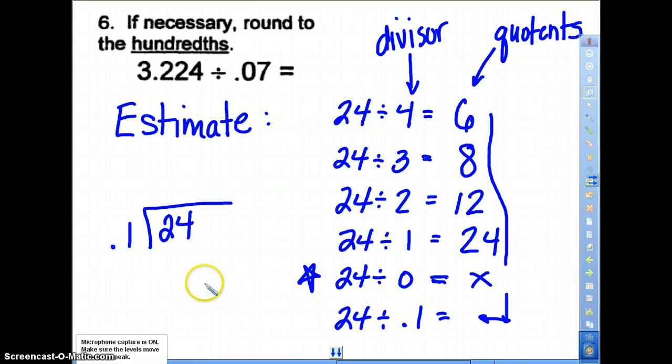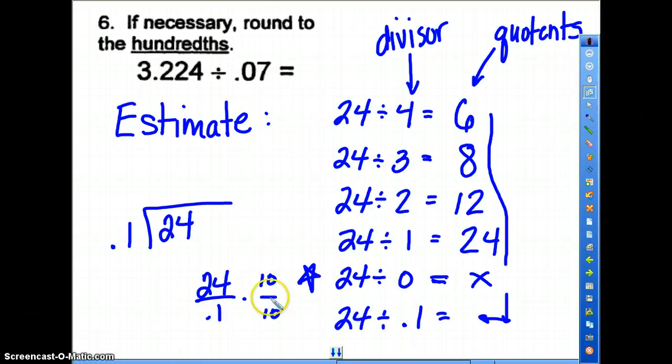Big mistake kids make on this one is putting the wrong number in the house. I don't know why everyone seems to think the biggest number goes in the house, and that's not always true. So when I divide, before I can start, I want to make this a whole number. Basically what I'm doing is multiplying it by 10. If I wrote this as a fraction and multiply by 1, I still get that number. Well, what if I multiply it by 10 over 10? 10 over 10 is 1, so I'm still multiplying by 1.